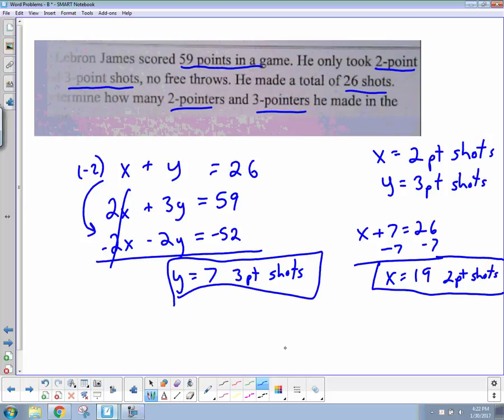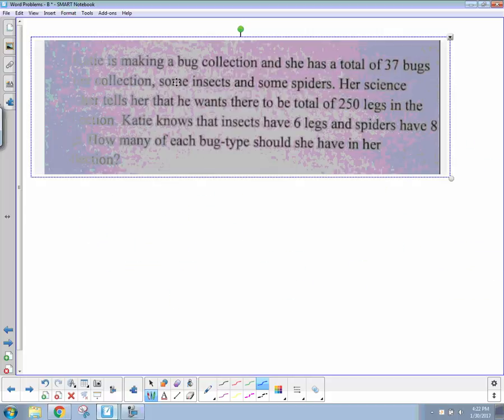Katie's making a bug collection. She has a total of 37 bugs in her collection. Some insects, some spiders. Her science teacher tells her he wants there to be a total of 250 legs in the collection. Katie knows the insects have 6 legs and spiders have 8 legs. How many of each bug type should she have in her collection?